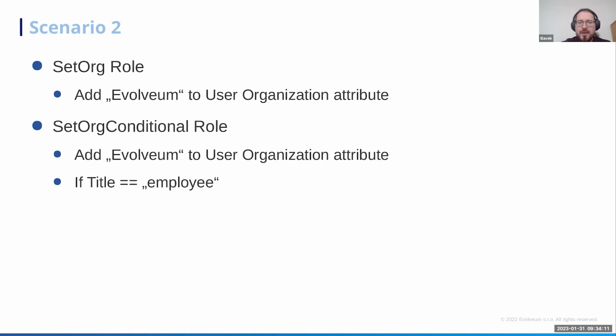In the second scenario, I have two roles. I have a role called SetOrg, which just adds the constant Evolveum to the organization attribute of a user. And then I have the SetOrgConditional role, which is also adding Evolveum to the organization attribute, but only if the user title is equal to employee.